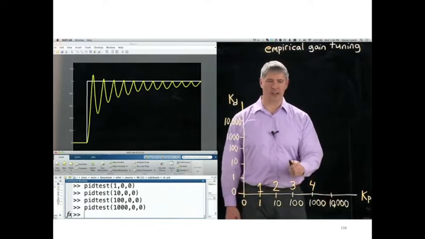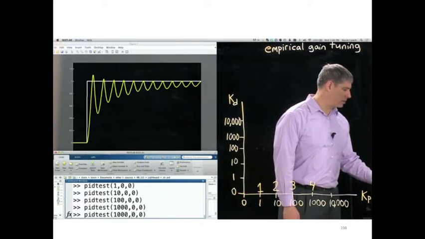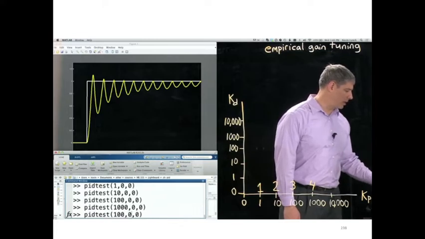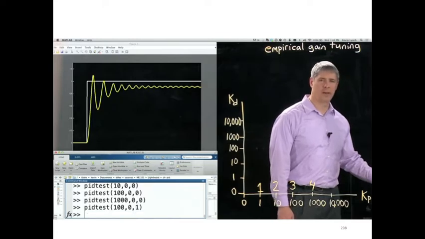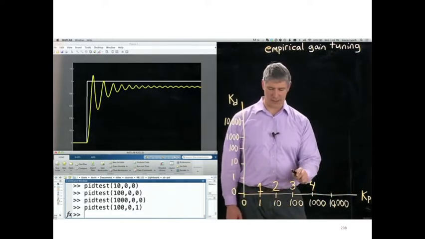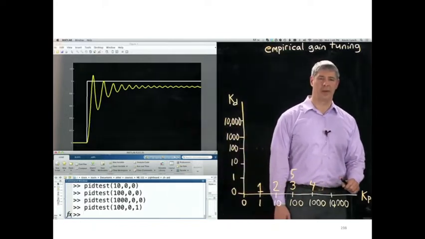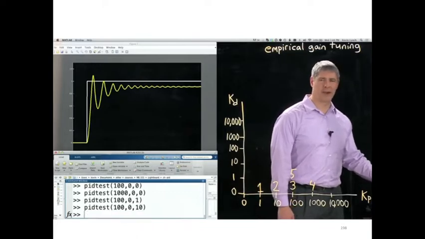So let's backtrack a little bit and try adding some damping. So we'll reduce our proportional gain to 100, make the derivative gain 1, and I see that there's not much of an effect, so this is guess number 5. Let's try increasing that by a factor of 10. So we're going to increase the derivative gain by a factor of 10.